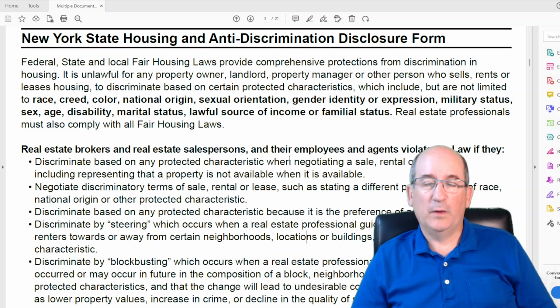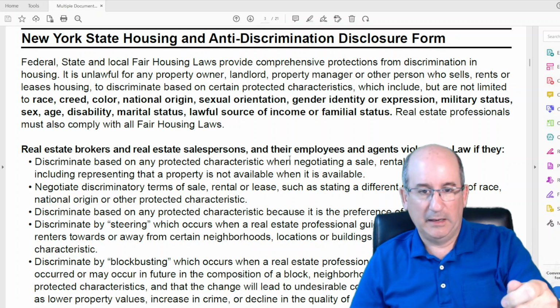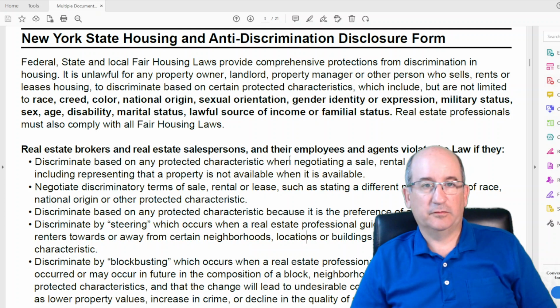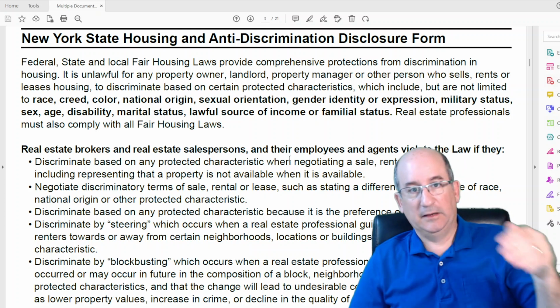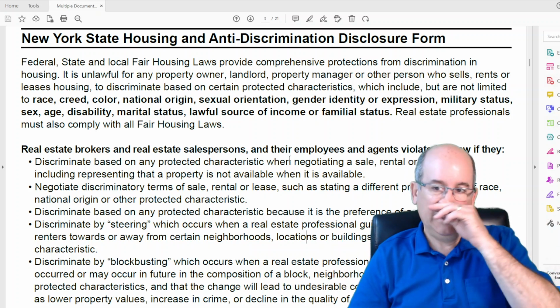And the form had been released, but not mandatory. I gave it to my client anyway and had him sign it, because that person was discriminating against my buyer because they weren't a family. And you can't do that.